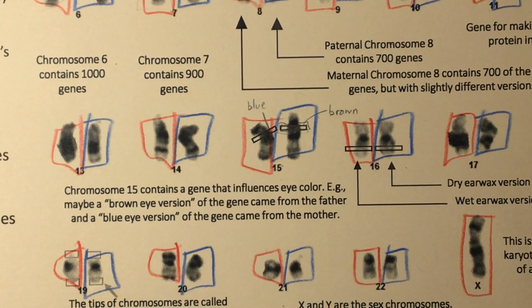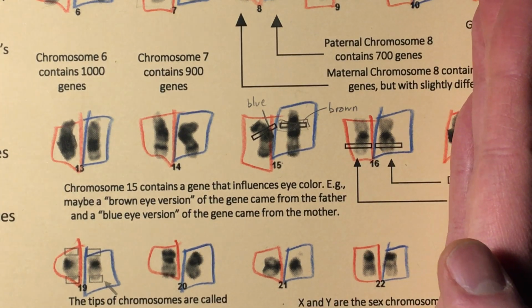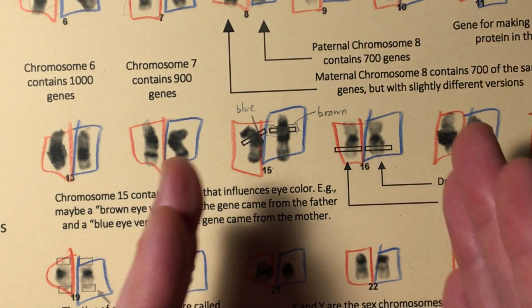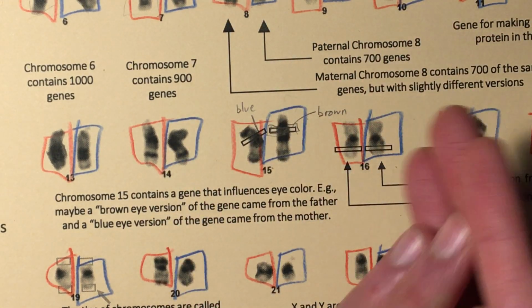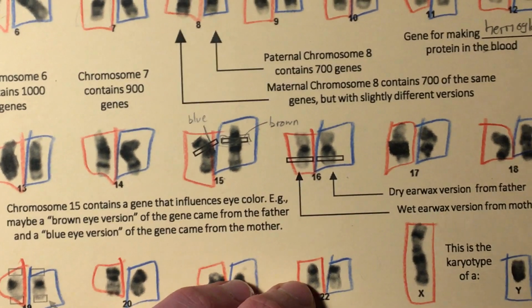So if one parent has brown eyes and the other parent has blue eyes, they're both passing on those genes to you, and you're going to choose to read one of them, okay?